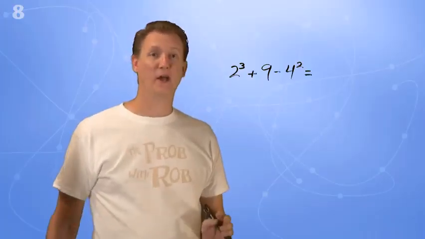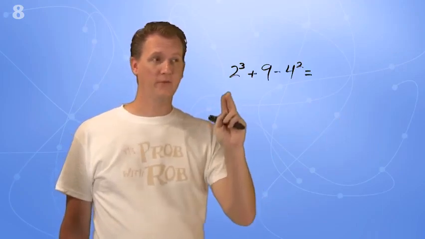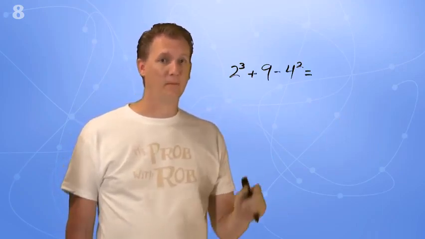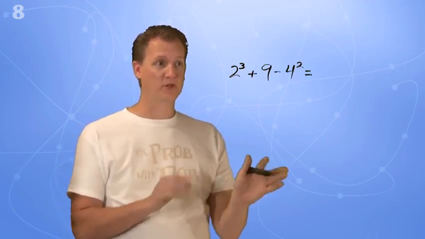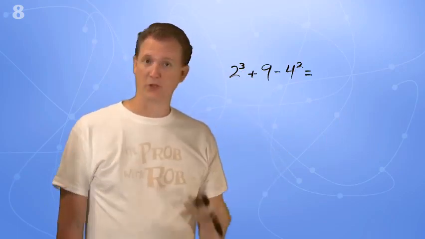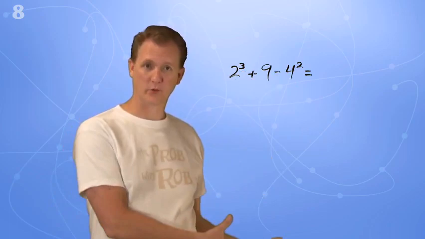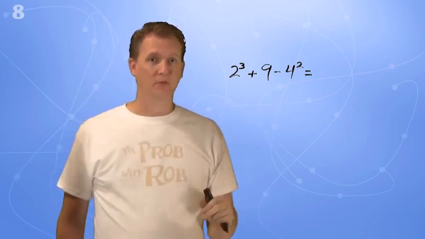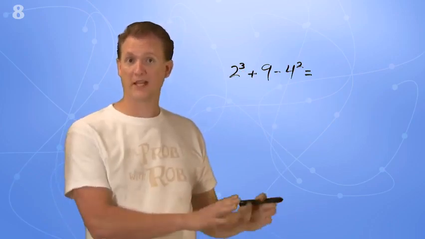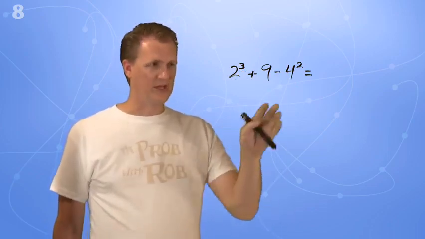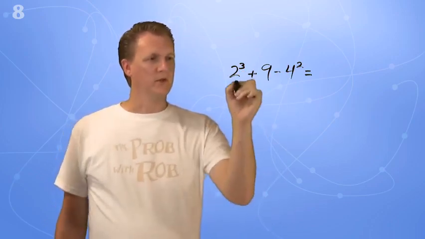All right, now we have 2 to the power of 3 plus 9 minus 4 squared. Now this might be the first time you've seen exponents, which are these little numbers up here, but you'll remember from our order of operations rules that we do exponents before we do addition and subtraction. And we even do them before we do multiplication and division, but we don't need to worry about that in this problem. So let's see.